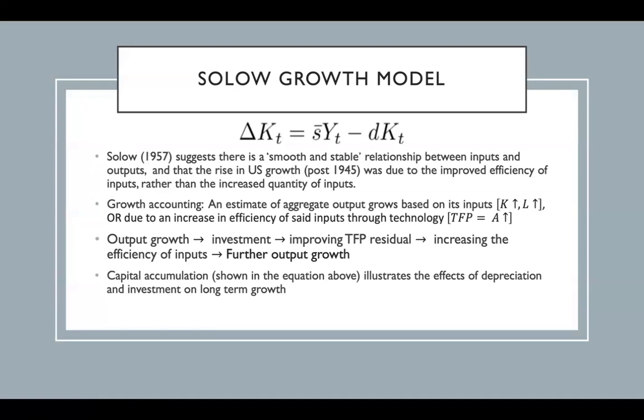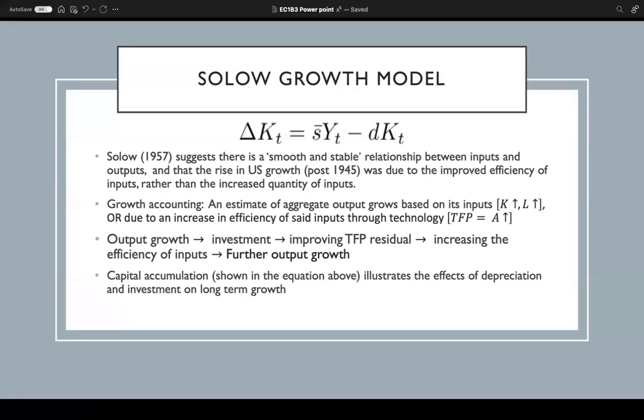A chain of events occurs in which output growth ultimately leads to further output growth, yet this relies on the quantity and impact of factor productions. Capital accumulation, as shown in the equation above, demonstrates the effectiveness of investment and depreciation on the long-term growth. The writer implies that falling capital accumulation has enabled a slowdown in economic growth.